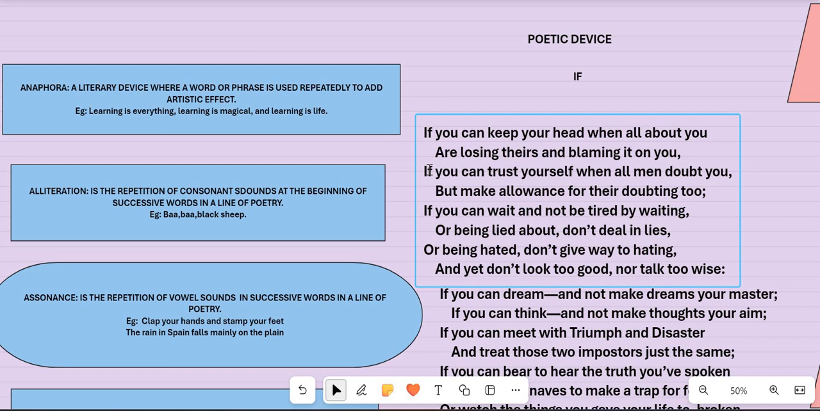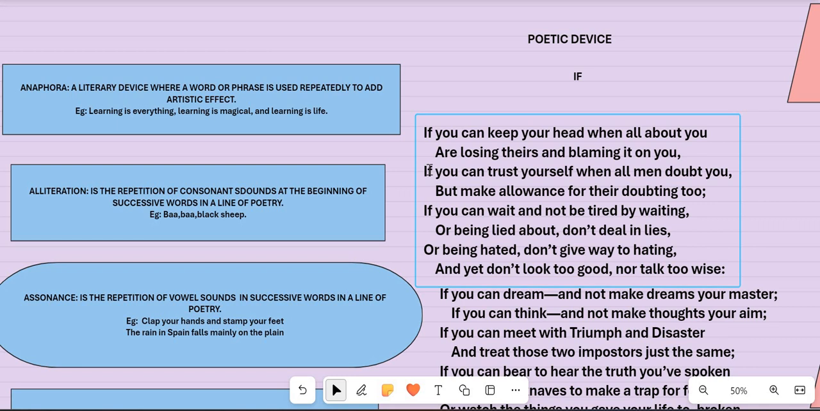So here, as an example for anaphora, I have given one. Learning is everything. Learning is magical. Learning is life. So take the very word learning. How many times is the word repeated here? Thrice. Learning is everything. Learning is magical. Learning is life. Why has the poet emphasized this word learning thrice?